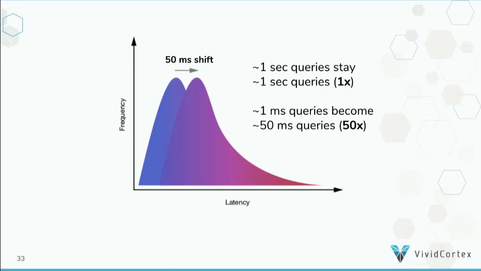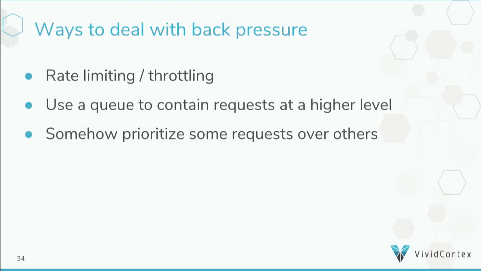That's like 50x. And when something gets 50 times slower at a lower level and you have other things depending on it, again, things bubble up and it gets really bad at the application level. So next, here's some ideas on how to actually deal with back pressure.